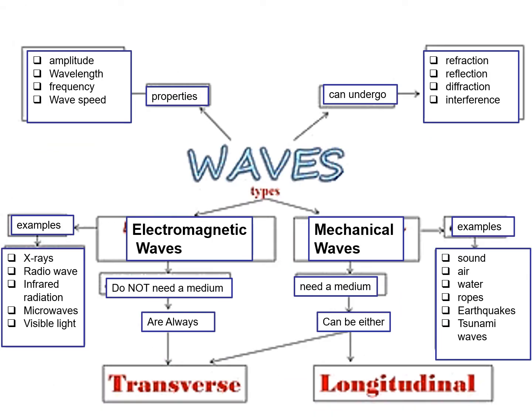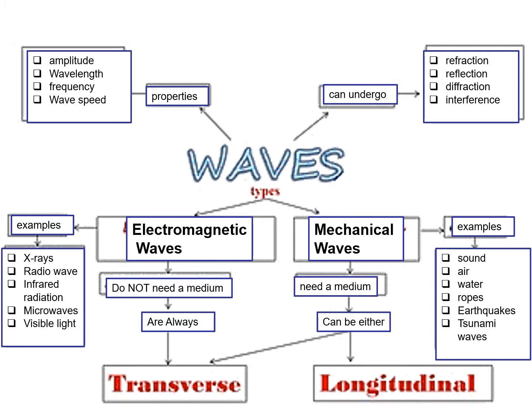Okay, there are two types of waves: electromagnetic waves and mechanical waves. We also have the properties: the amplitude, the wavelength, the frequency, and the wave speed. Okay, and then the waves can undergo refraction, reflection, diffraction, and interference.